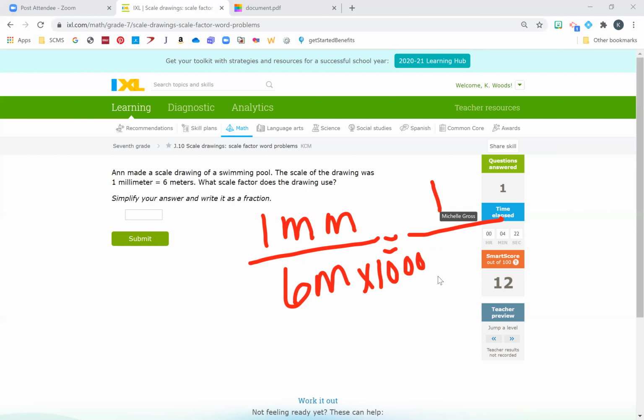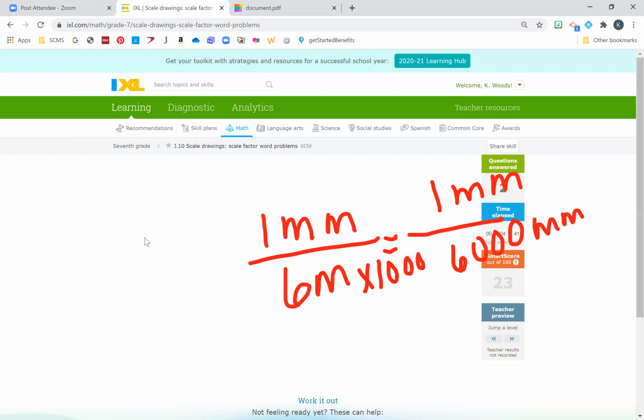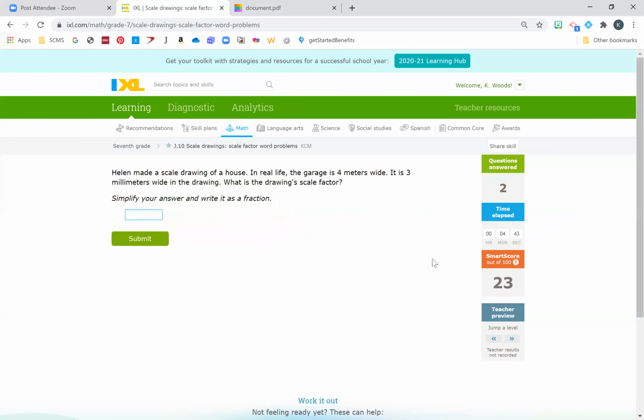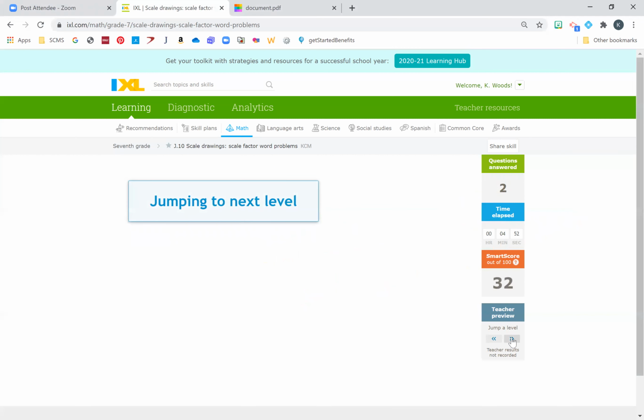So 1 millimeter would be 6,000 millimeters, and now we have them on the same unit. When we write our answer as a fraction, we would write 1 over 6,000. Let me get that. 1 divided by 6,000. Whoops, left off a 0. There we go. So, Ms. Gross, you want me to go ahead and jump to the next level? Yes, please. You want me to do this one? Okay. All right, let's go to the next level.